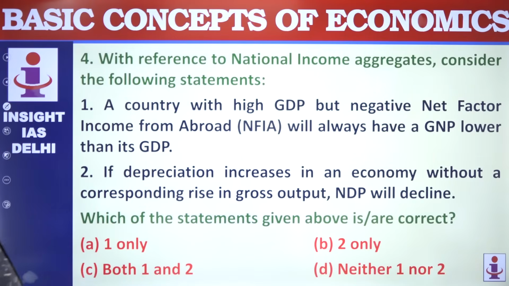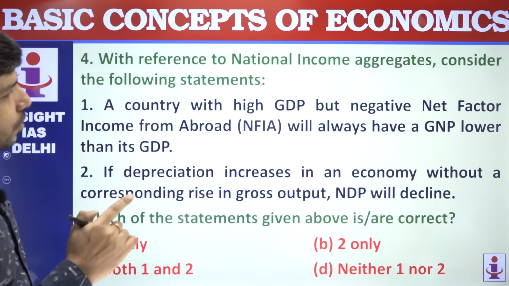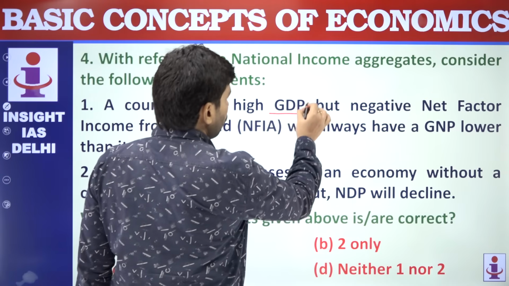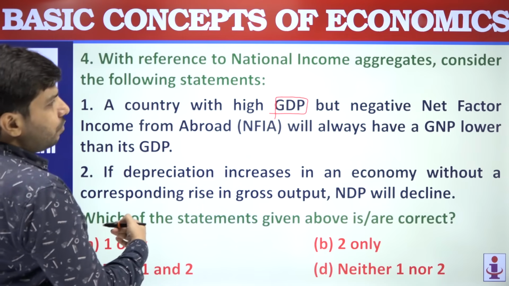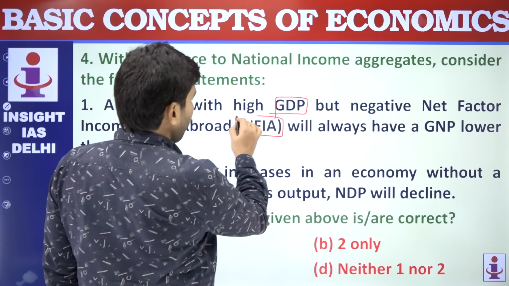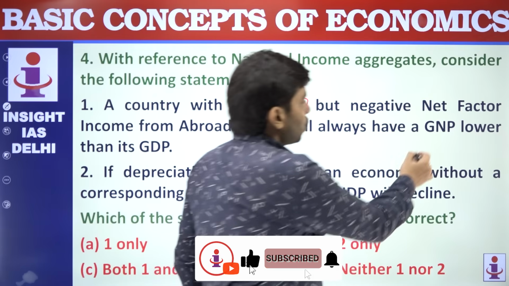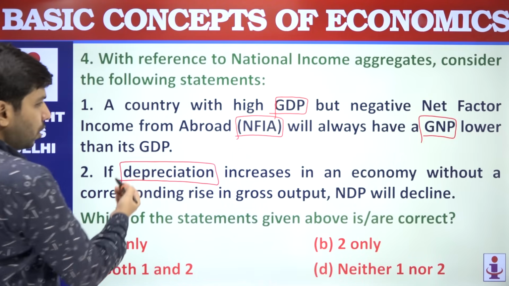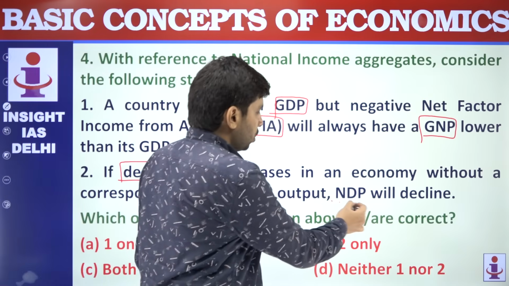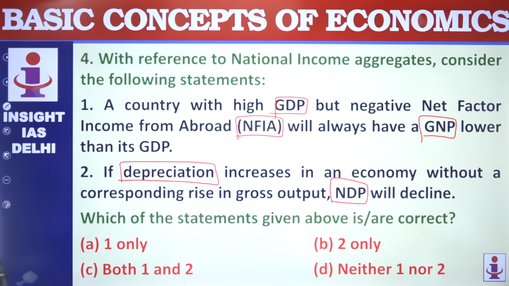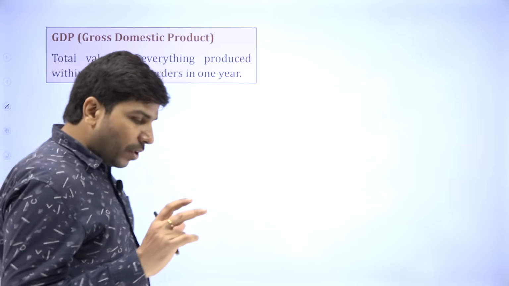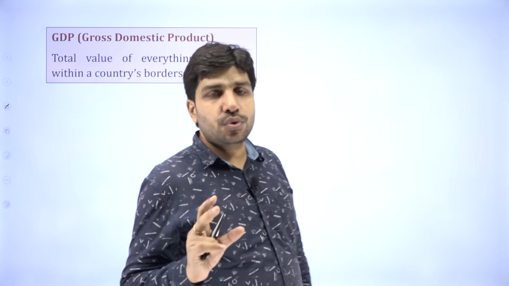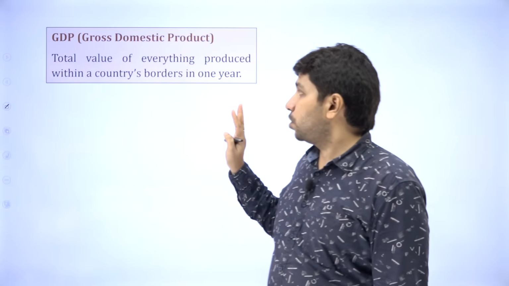Then this question is about national income aggregates. This question mentions a couple of very good terms: gross domestic product, negative net factor income from abroad, then gross national product, then depreciation and net domestic product. There are 5 terms. Let's understand it this way. Gross domestic product is the total value of everything produced within the borders of the country, as written over here.